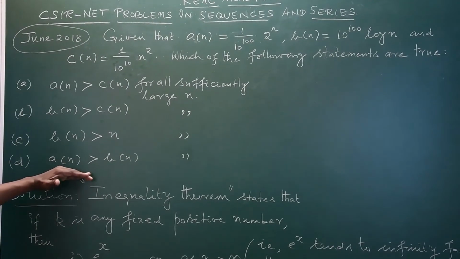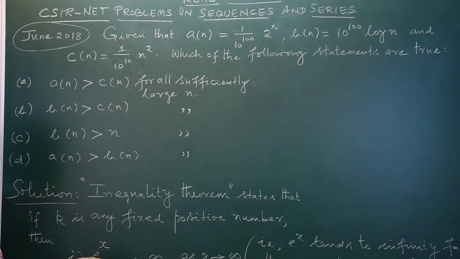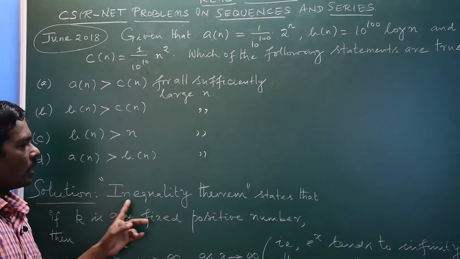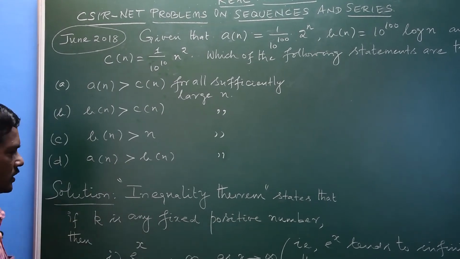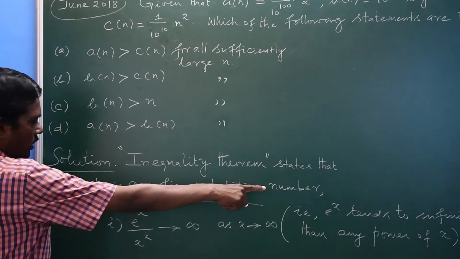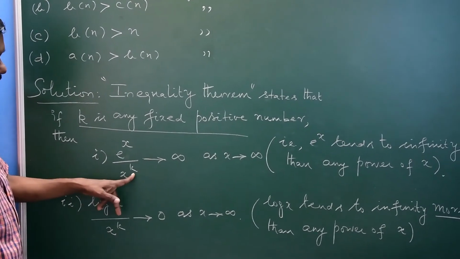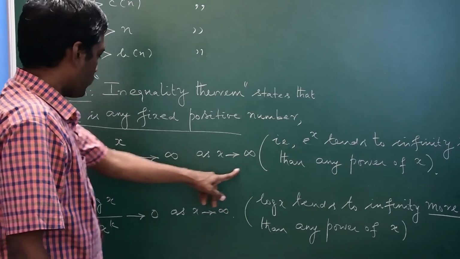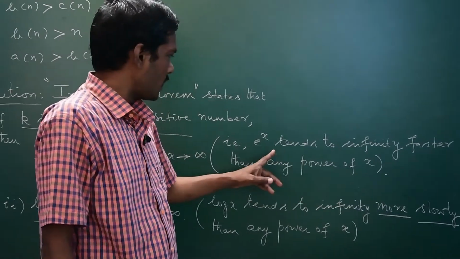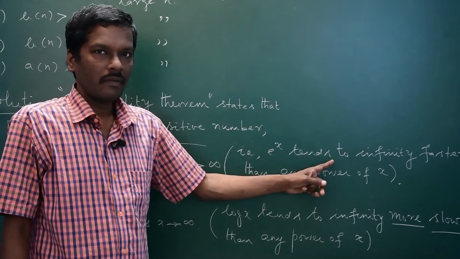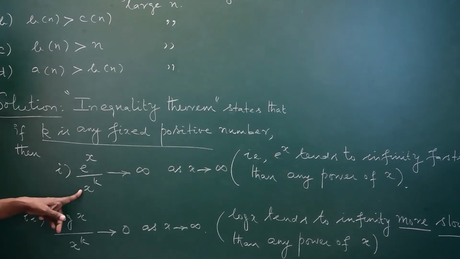To find the answer for this problem, when you read binomial theorem, exponential and logarithmic expansions, you will come across a theorem called the inequality theorem, which states that if k is any fixed positive number or integer, then e power x upon x power k tends to infinity as x tends to infinity. The meaning of that is e power x tends to infinity faster than any power of x. So e power x grows faster than any polynomial power of x.